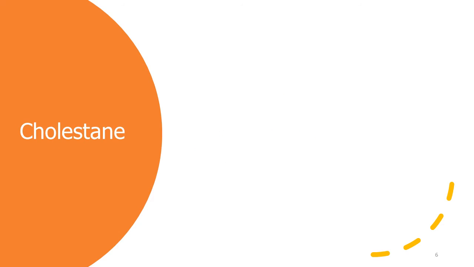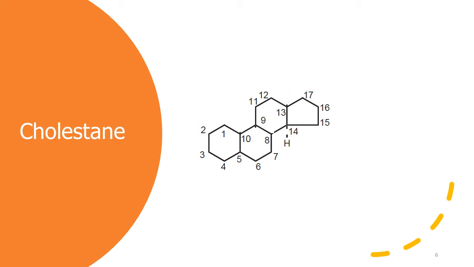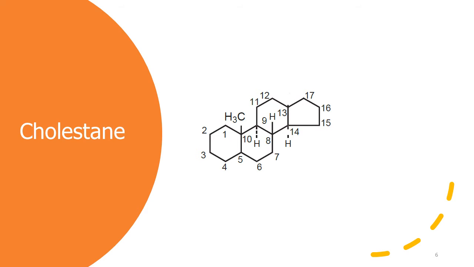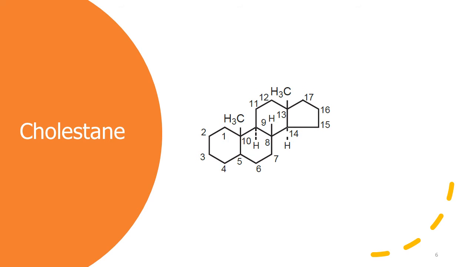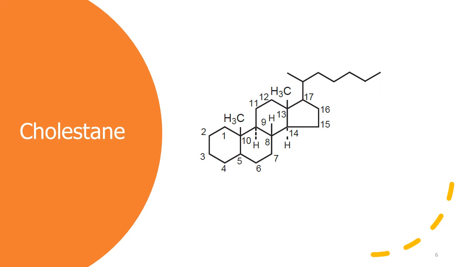Now cholesterol. Here we'll see how to draw the cholesterol. The hydrogen at 14 position, then the hydrogen at 8 position, then the hydrogen at 9 position, methyl at 10 position, methyl at the 13th position, then the side chain starting from 17. Then this way the side chain will go till the 27 carbons.